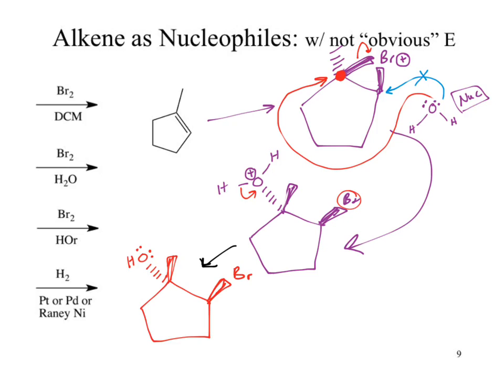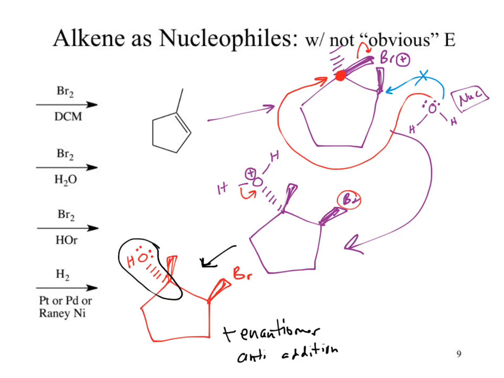We still end up with an enantiomer, because it is still an achiral starting material. We still end up with the trans or anti-addition. But the more important part is to note where the nucleophile substituted, or where the nucleophile attacked. It attacked at that most sterically hindered position.